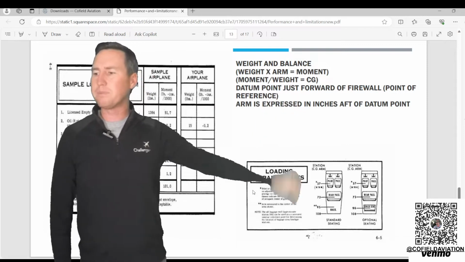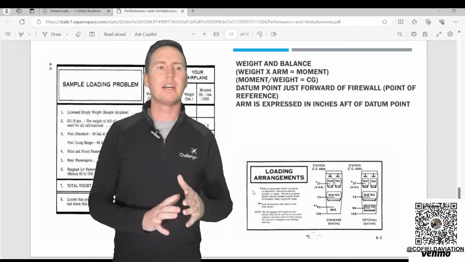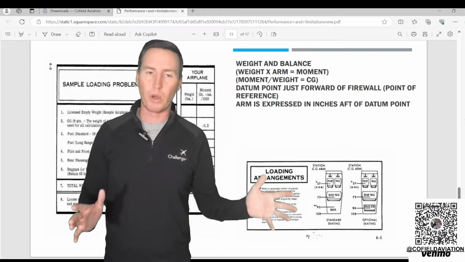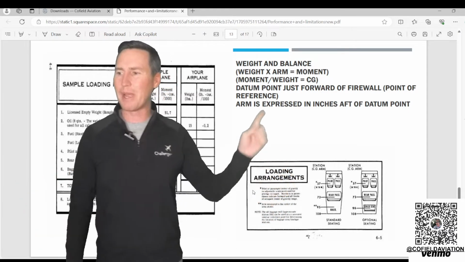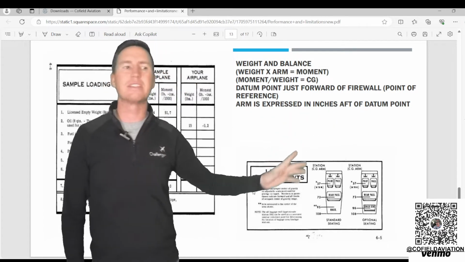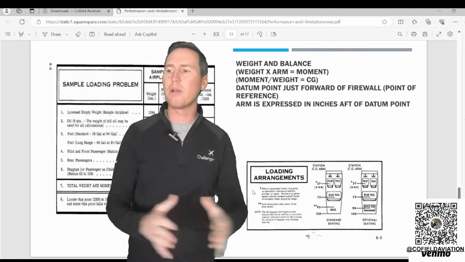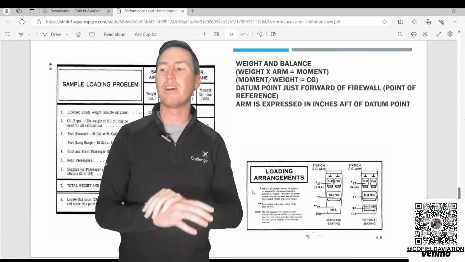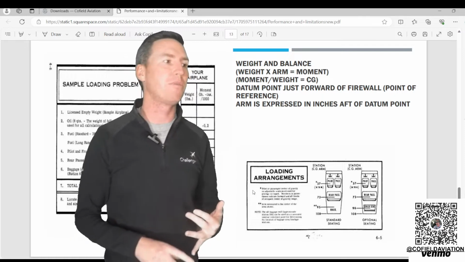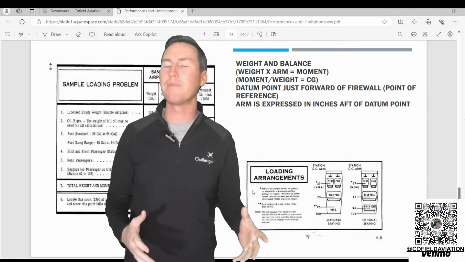Now, what is arm? Arm is the distance measured in inches aft of the datum point. Okay, well, what's the datum point? The datum point is simply a point of reference. That's all it is. The datum point is 0 arm, if you will, and everything else, the arm is just measured from the datum point, and it's different on every single airplane. Now, you need to look up in your weight and balance manual or your type certificate data sheet to determine where the datum point is. But again, the datum point is just 0.